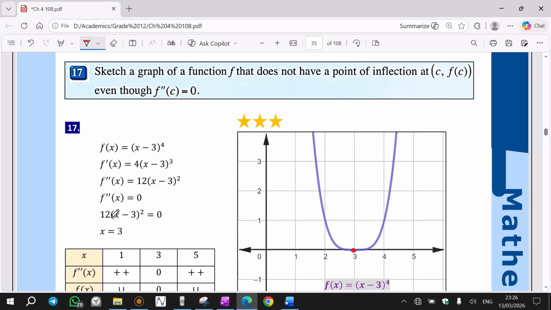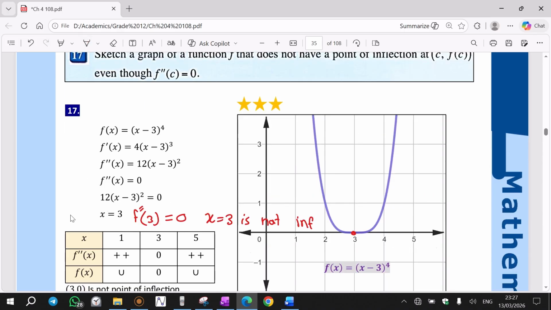When we find the second derivative, it is like 12 times (x minus 3) squared equal to 0. x equal to 3 makes the second derivative 0, but it is not a point of inflection. f double prime 3 is equal to 0, but x equal to 3 is not inflection. Remember that bracket power 4 has the second derivative equal to 0, but it's not inflection.